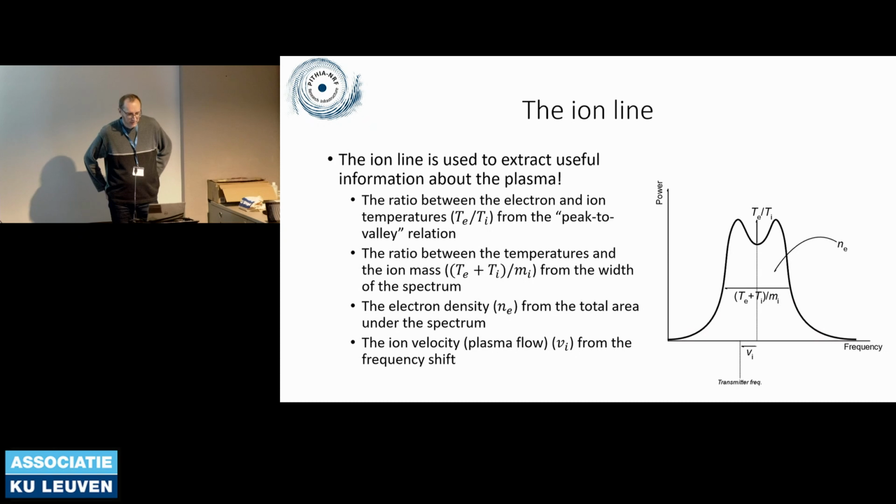So here we have the ion line, and from that we get the standard information. The ratio between the electron and ion temperature comes from the peak to valley relation, the relation between the bump and the valley. The ratio between the temperatures and ion mass is from the width of the spectrum, electron density from the total area under the spectrum, and the ion velocity from the frequency shift. So it's a Doppler shift.